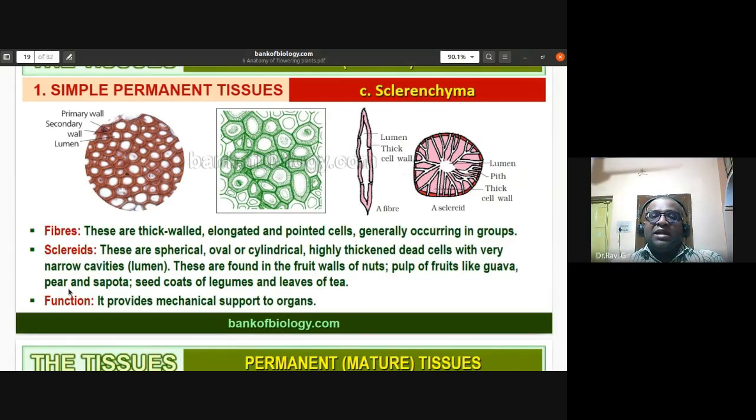So the types of sclerenchyma are fibers and sclerites. Fibers are thick-walled, elongated, and pointed cells with a larger lumen, and they generally occur in groups. Sclerites are short, spherical, oval, or cylindrical, highly thickened dead cells with a very narrow lumen or cavity. These sclerites are found in the fruit walls of nuts, in the pulp of fruits like guava, pear, and sapota, and in the seed coats of legumes and leaves of tea.